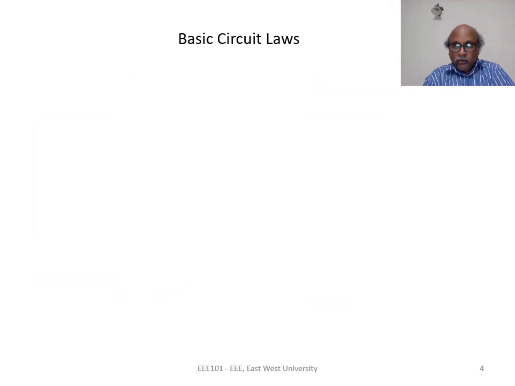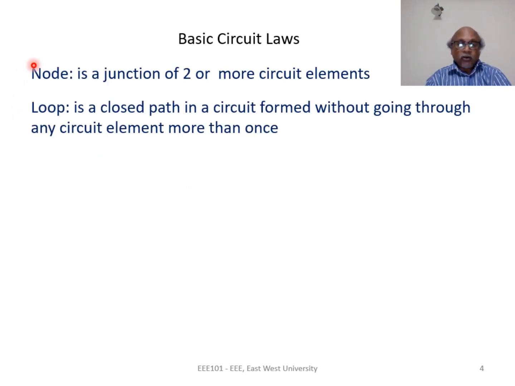Next, we go to KCL and KVL. But before we start discussing KCL and KVL, I will introduce two terms which are necessary to understand these laws. The two terms that I will discuss now are node and loop. What is a node? A node is a junction of two or more circuit elements. What is a loop? Loop is a closed path in a circuit formed without going through any circuit element more than once.